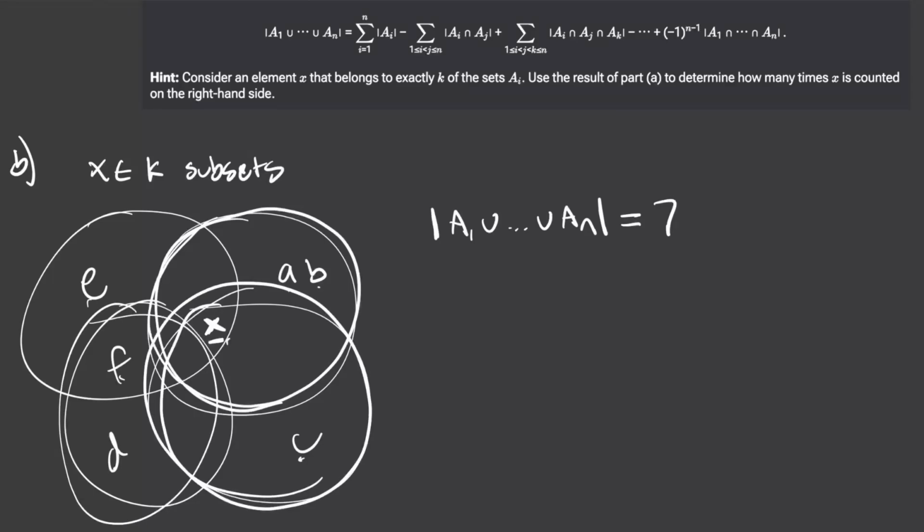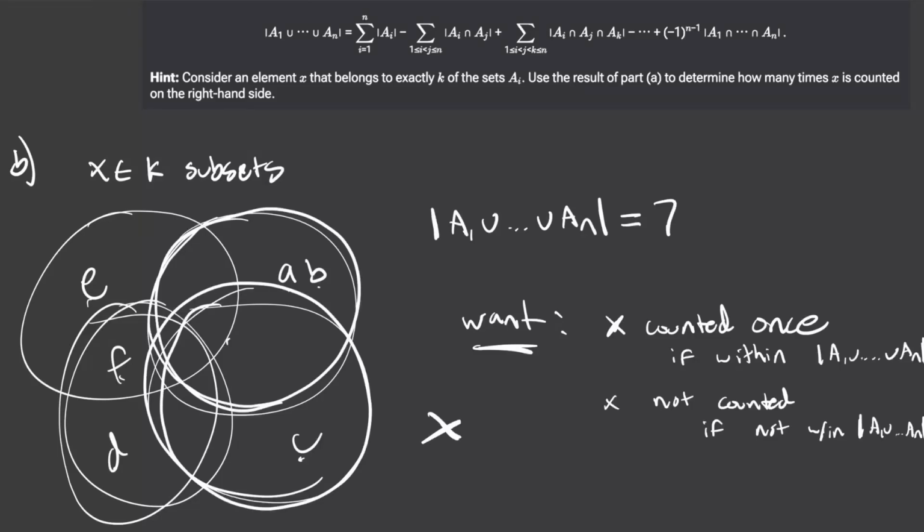So let's go back to what we were saying originally. We say that x belongs to k subsets. So what are we trying to see in our final answer? Well, we basically want this x to only be counted one time in our final answer. So no matter how many subsets it's in, if it's in 10 subsets, we want it counted one time. Also, let's say if x was not within the union of these sets, we do not want it counted at all, right? We want it counted 0 times. So this is what our desired outcome is. So let's show that this right-hand side of the equation does exactly that.